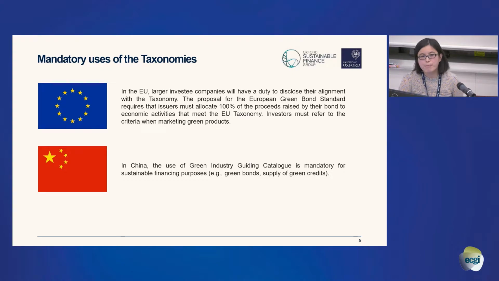The main mandatory use of the green taxonomy in the EU is in the new proposal for the EU Green Bond Standard, which requires 100% of the proceeds to be used in line with EU taxonomy business activities. Also in China, the green industry guiding catalogue is used in green bonds and green loans as well.